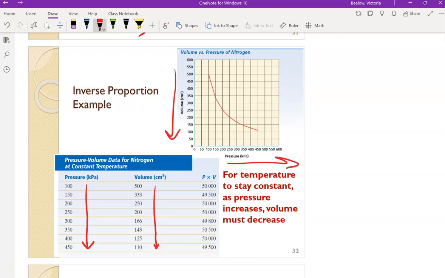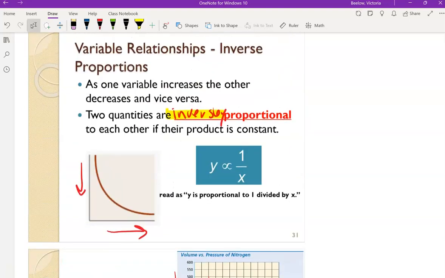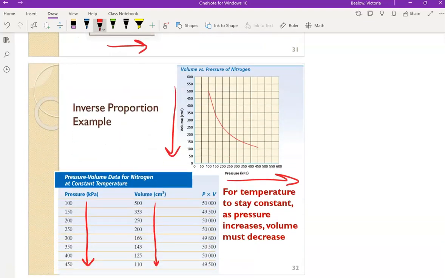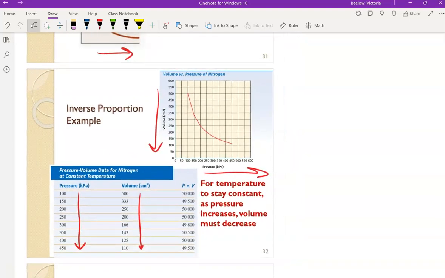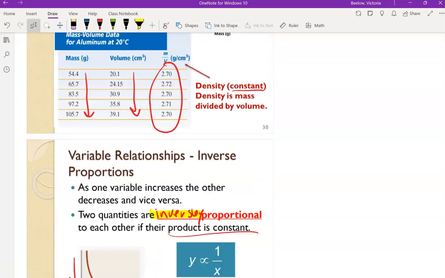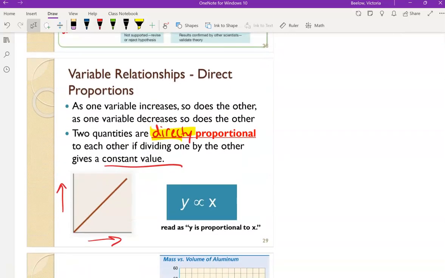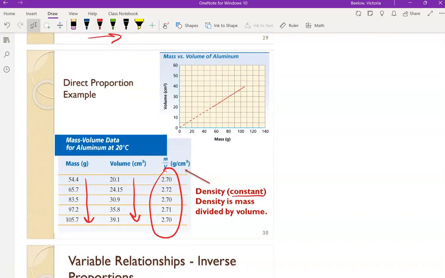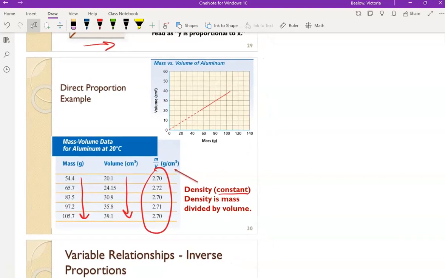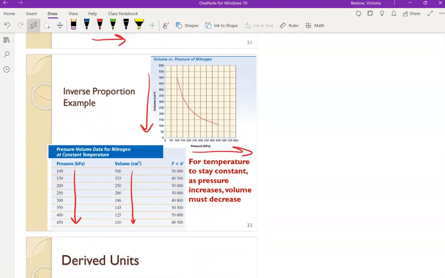And again, if they are inversely proportional to each other, their product, so if we multiply them together, is constant. So if we do the pressure times the volume, then we're seeing pretty much the same number the entire time. And this is the case if the temperature is kept constant. And that was also the case up here where the temperature was also being kept constant. So those would be examples of controlled variables.